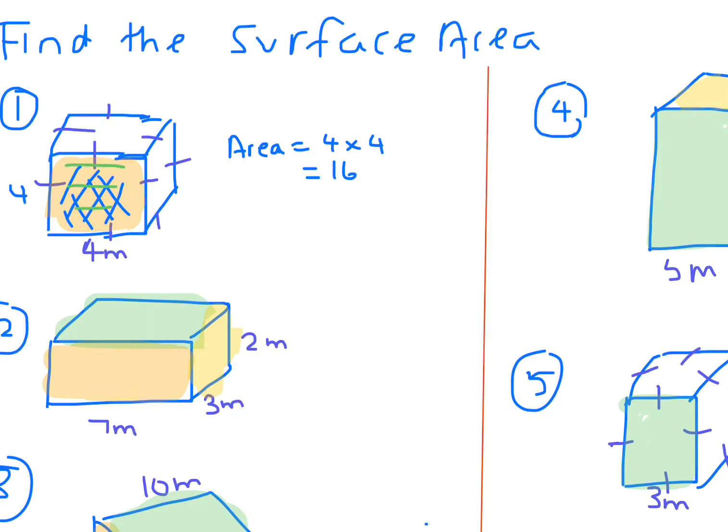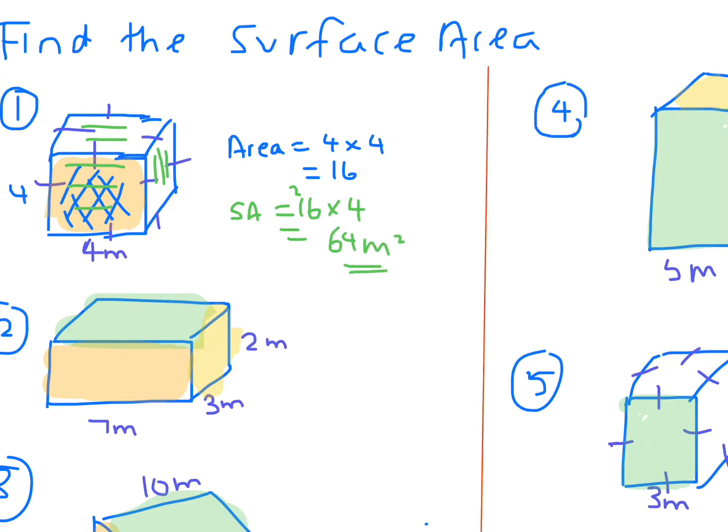6 faces: 1, 2, 3, and then 4, 5, 6 at the back. So to get the whole surface area, you just go 16 times 4, and you end up with 64 meters squared, because it is area.